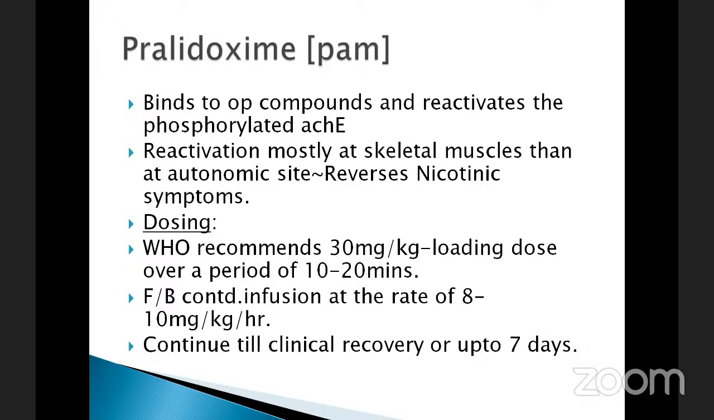What is the maximum dose of PAM we will give per day? Shankar? Patient is very severe organophosphorus and respiratory arrest in coma.